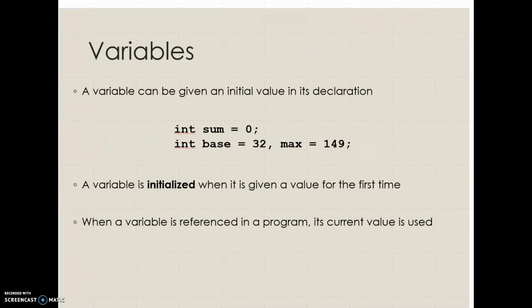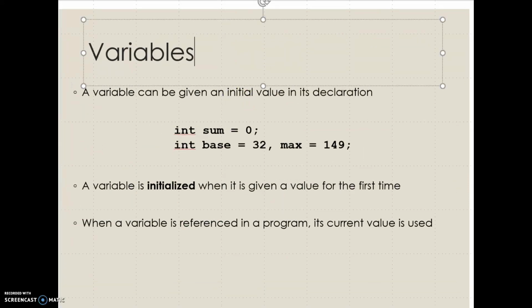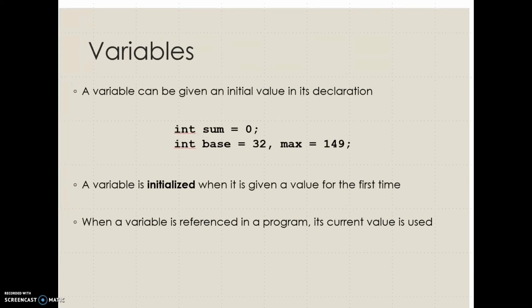Now, with Java, we can also give an initial value when it is declared. So in this case, I can go ahead and create a variable called sum, which is essentially a holding place for a value. And in that holding place, I am putting the value of 0. So these two lines of code here have created three integers, and all three of them have starting values. When a variable is referenced in a program, meaning it's used in a line of code, its current value is plugged in, just like how variables are used in math class.